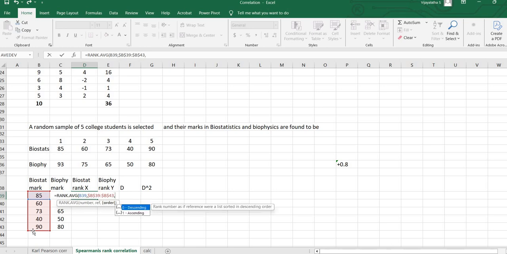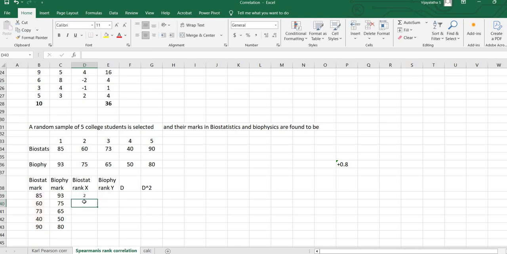Now I have to indicate whether I want the ranks in descending order or ascending order. I want descending order, so the highest mark gets rank 1. So I am going to put 0 and then close the brackets, enter. Now we have got the rank as 2. The same formula can be applied to all, and we have the ranks for all of them.